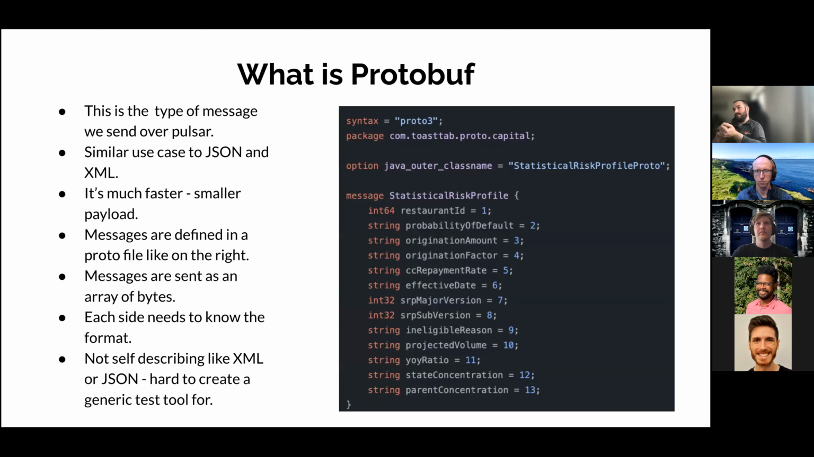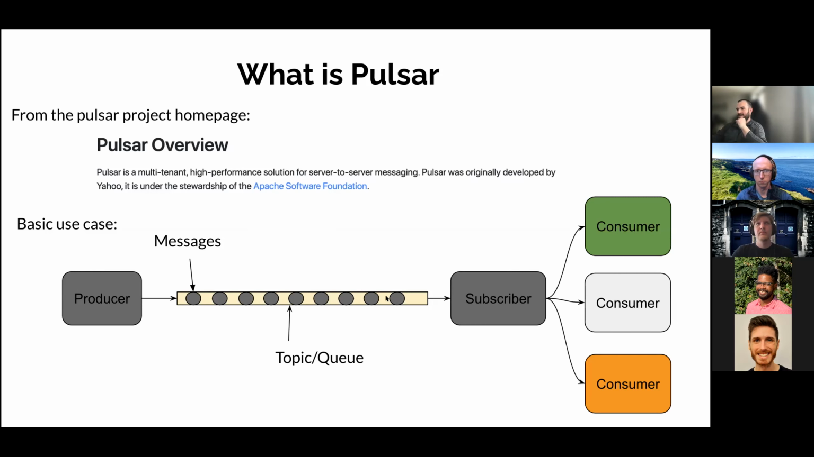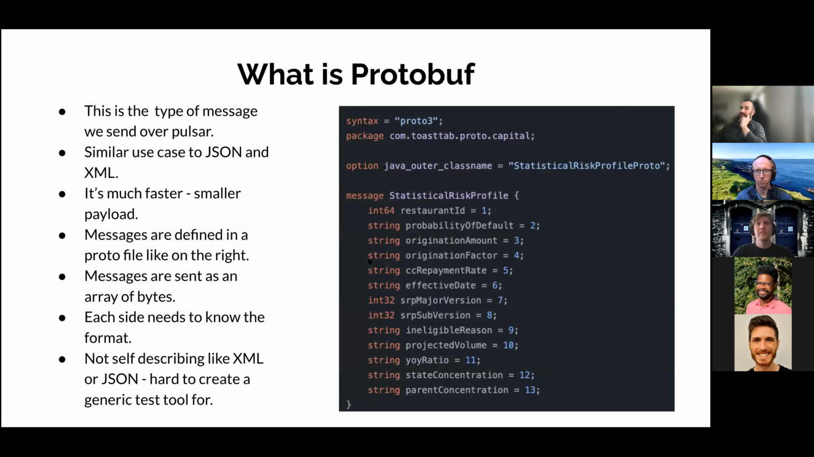We use protobuf as our message format, for the messages here on the queue. A lot of you are probably aware of what it is. It's similar to JSON and XML in use case, except it's much smaller, as it's a byte format. You define a message with proto files, like on the right, and they're compiled to whatever target you want. So you can compile them to .NET, to jars, whatever. You need to know the format of your message on either side of the queue. It's not self-describing like XML or JSON.